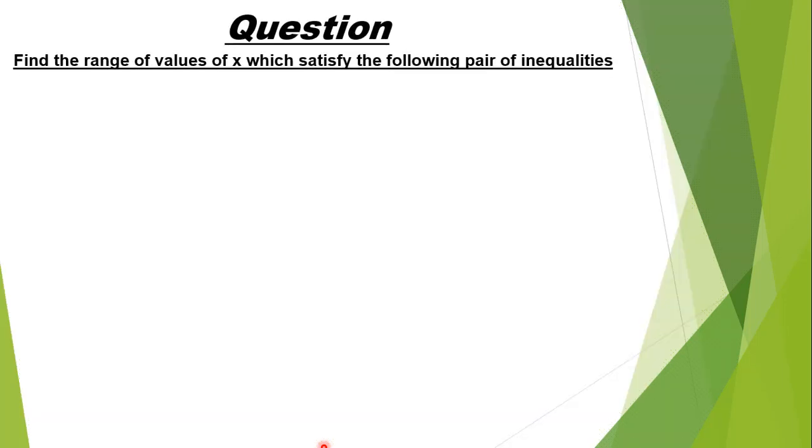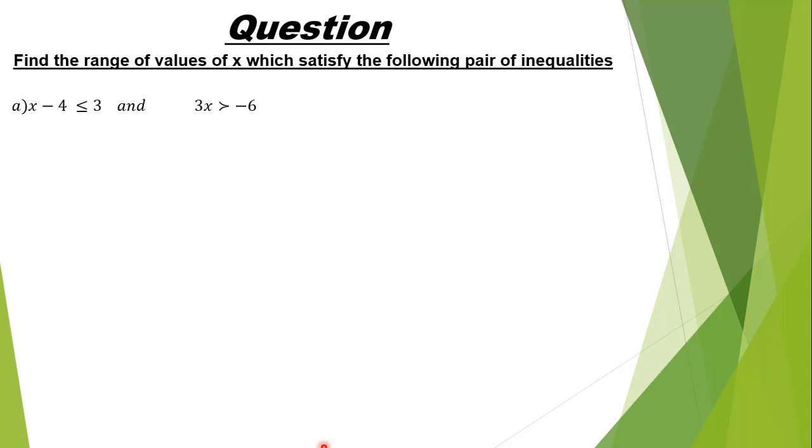The question that we have here is: find the range of values of x which satisfies the following pair of inequalities. And the inequalities are x minus 4 is less than or equal to 3 and 3x is greater than minus 6. Now we have to come up with the range of values of x that satisfy these two inequalities.